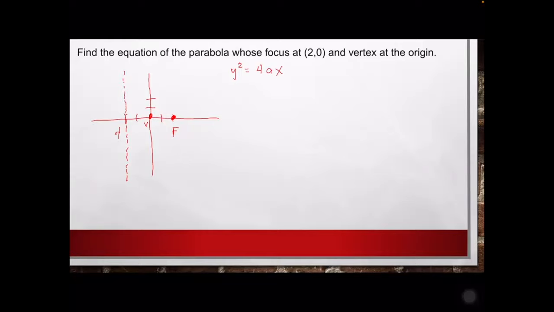Now, paano natin kukunin yung letter A? Yung letter A is the distance from B to F, or D to B. So, this will be y squared is equal to 4 times 2 then x. So this will be y squared is equal to 8x.